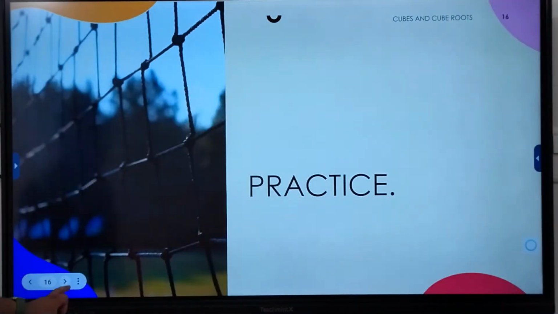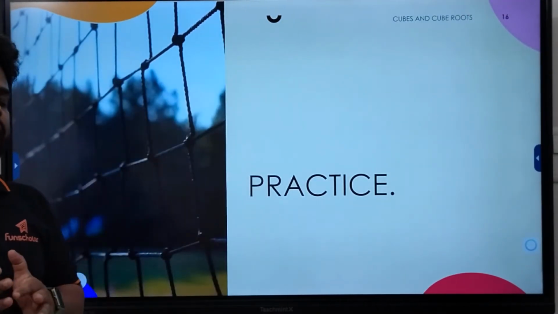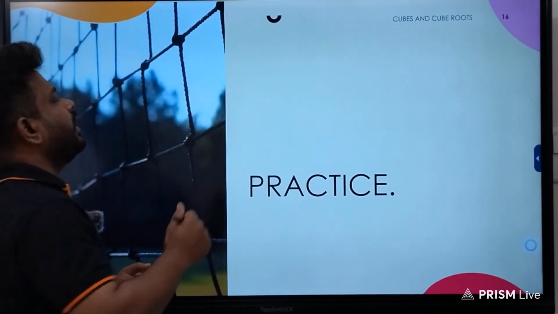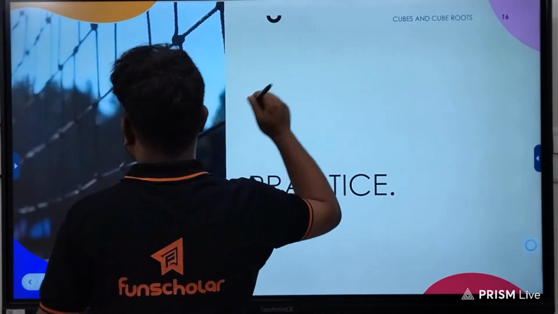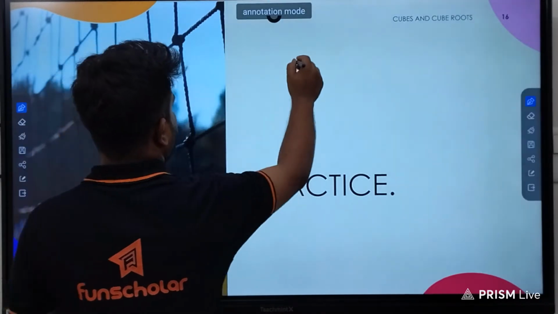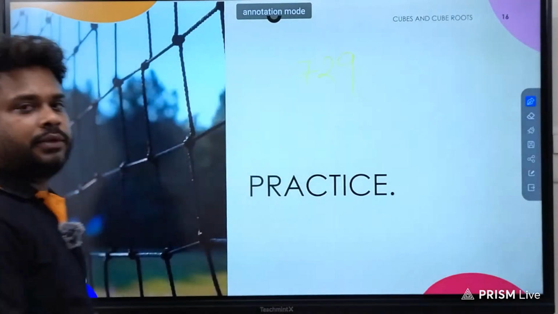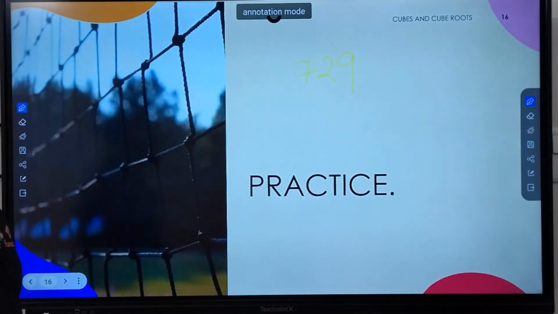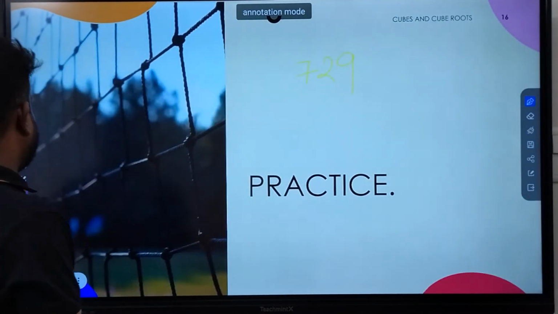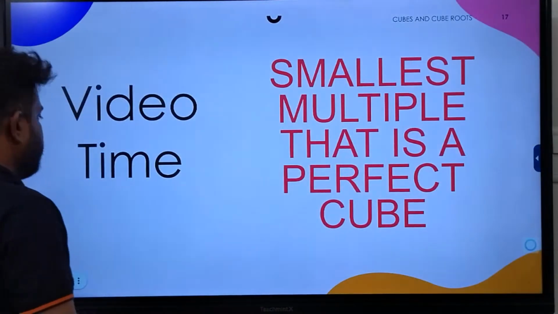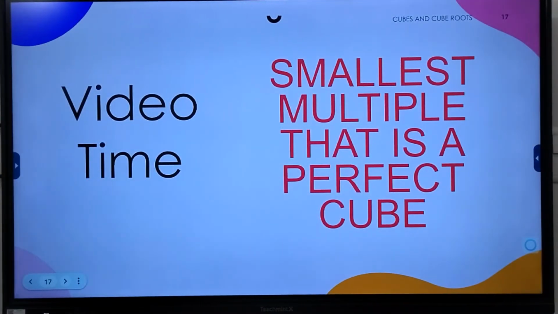Let's go further. Let's practice, and for practice you guys can do it at home with any other number. So I am giving you a number, 729. You guys can try it at your home. Okay, so let's go further. Next, the smallest multiple that is a perfect cube.